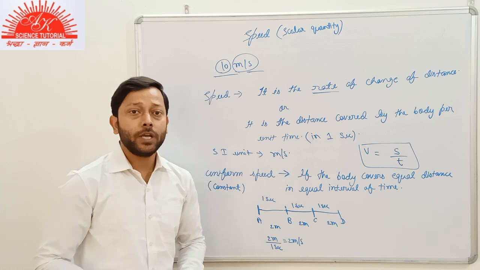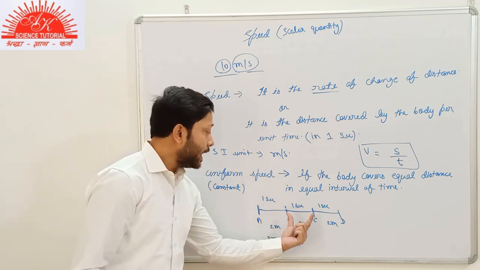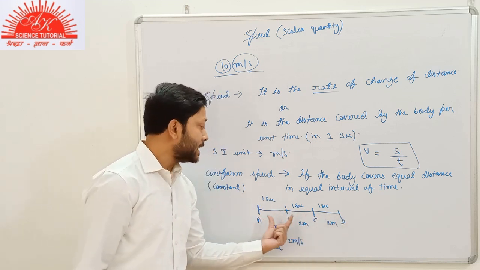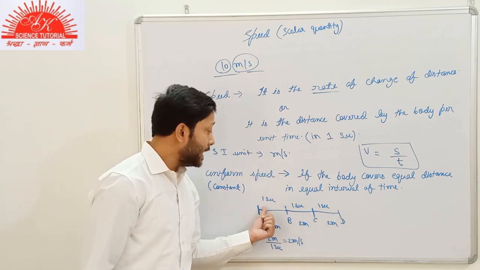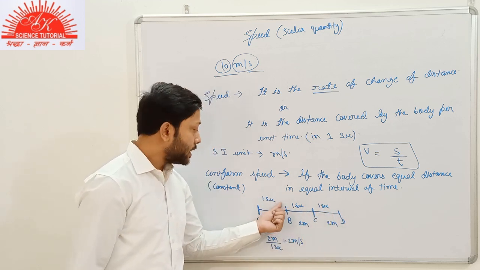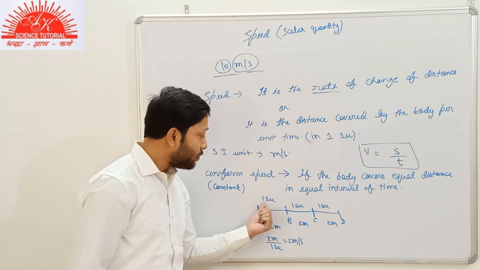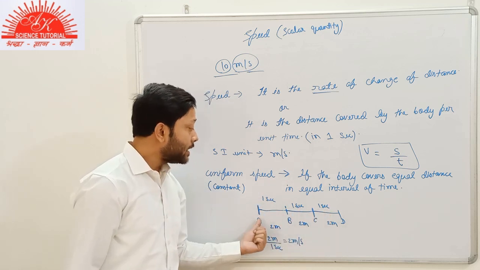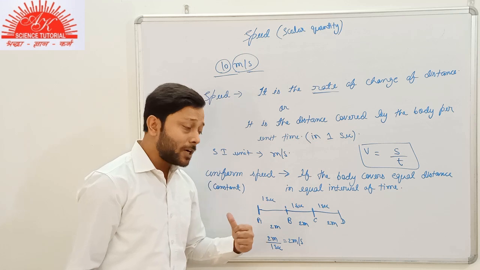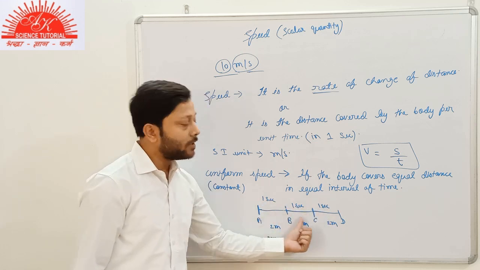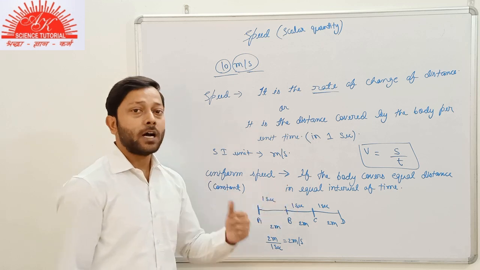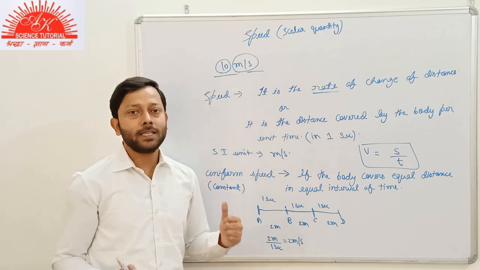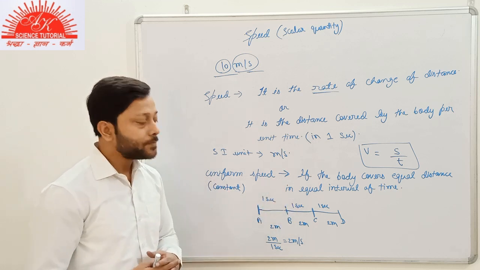So what do we conclude here? The body covers equal distances in equal interval of time. The time interval here is also equal, 1 second, 1 second, 1 second, and the distance covered by me in this equal time interval is also equal. So I say that the body is moving, I am moving, with uniform speed. I think that it must be very clear to you.